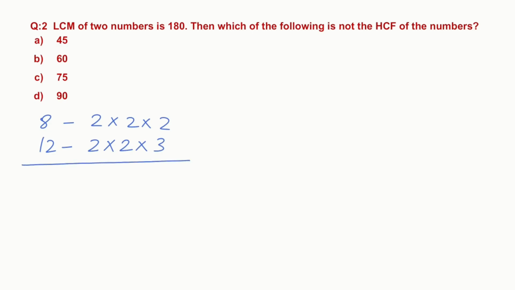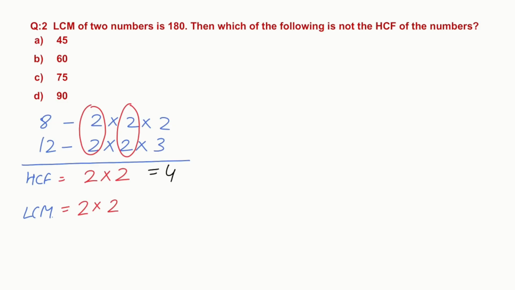So now we will find the HCF and LCM. To find the HCF and LCM, we will look at the pairs of numbers. Here we have two pairs of 2, which are common. So the HCF will be 2 times 2, which equals 4. And the LCM is 2 times 2, and the rest of the numbers, 2 and 3, I'm also going to write: 2 times 2 times 2 times 3, which equals 24.